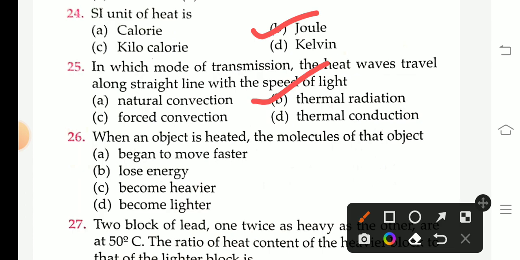When an object is heated, the molecules of that object. Right answer option A, begin to move faster.